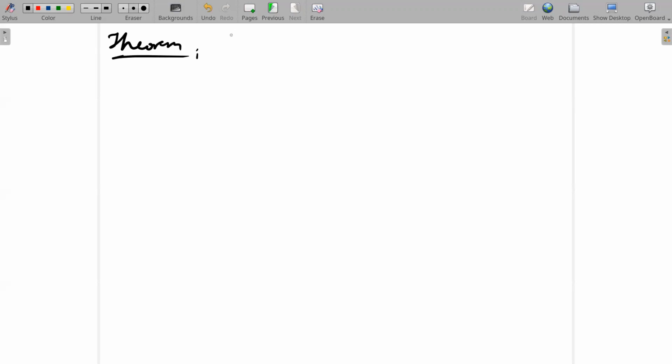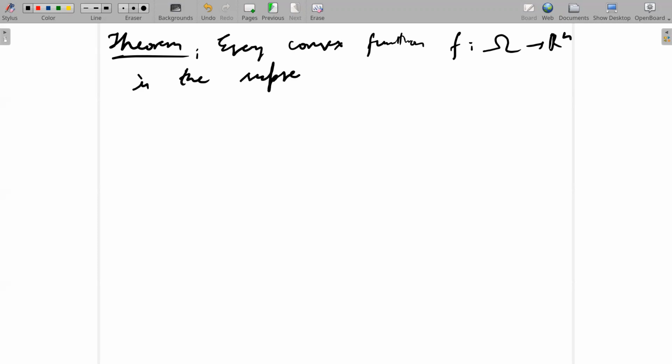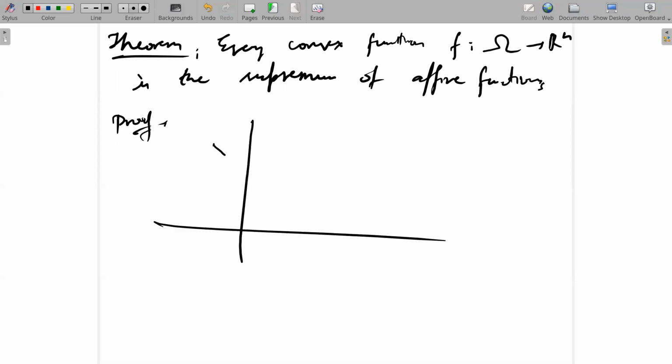Every convex function f from omega to Rn is the supremum of affine functions. So the second recipe is in fact an exhaustive recipe. You have no more. And the proof, I will not prove it in general. I'll prove it for one dimension and then you'll immediately see. So again, I might leave this as an exercise in the assignment.